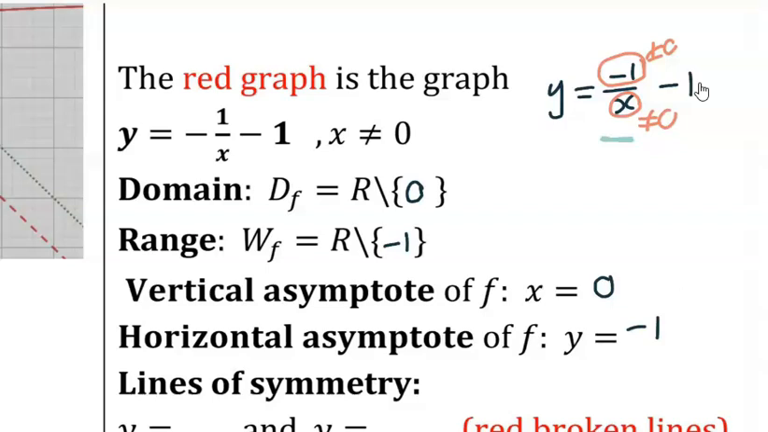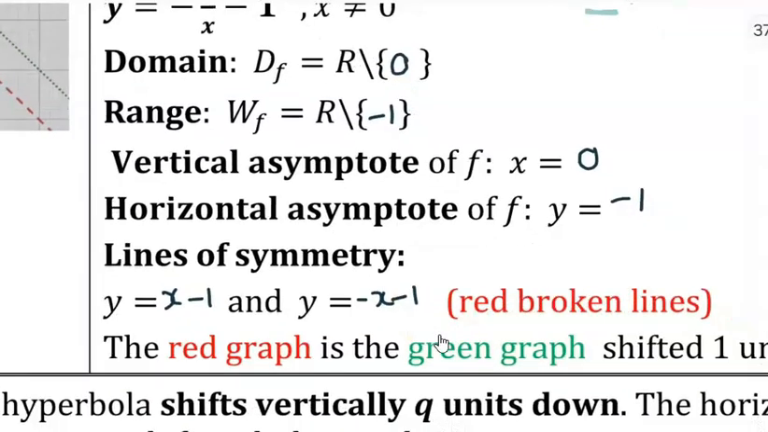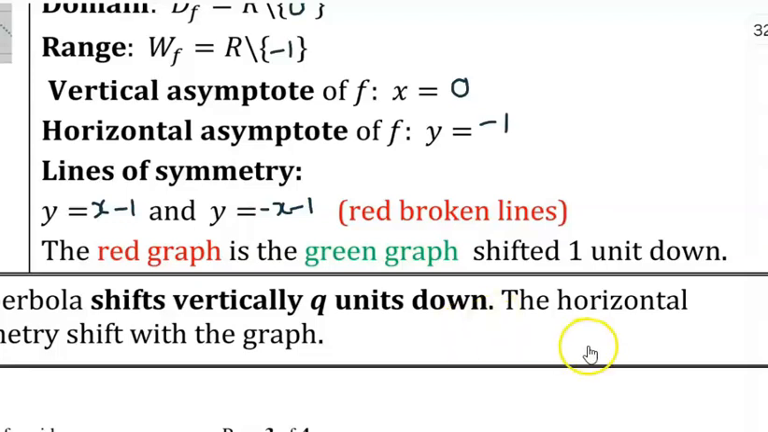So let us look at the lines of symmetry. Exactly the same as before, x and minus x, but now we must add that minus 1. Minus 1 for that, minus 1 for that. So the line y equal to x shifts 1 unit down, and the line y equal to minus x also shifts 1 unit down. So the red graph is the green graph shifted 1 unit down. That's all there is to it. So let us check whether it looks like it on the graph.